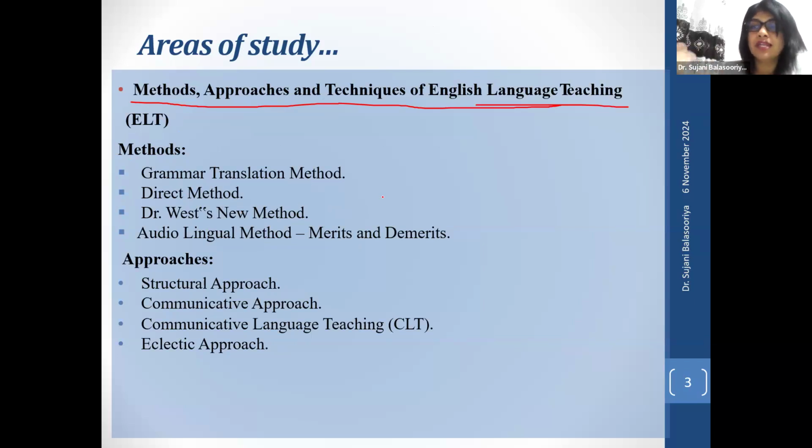Before talking about the recent trends, the quite old techniques and the modern techniques, and the very recent trends in the field of ELT, right? In the field of teaching English language. So the whole unit is based on this area.